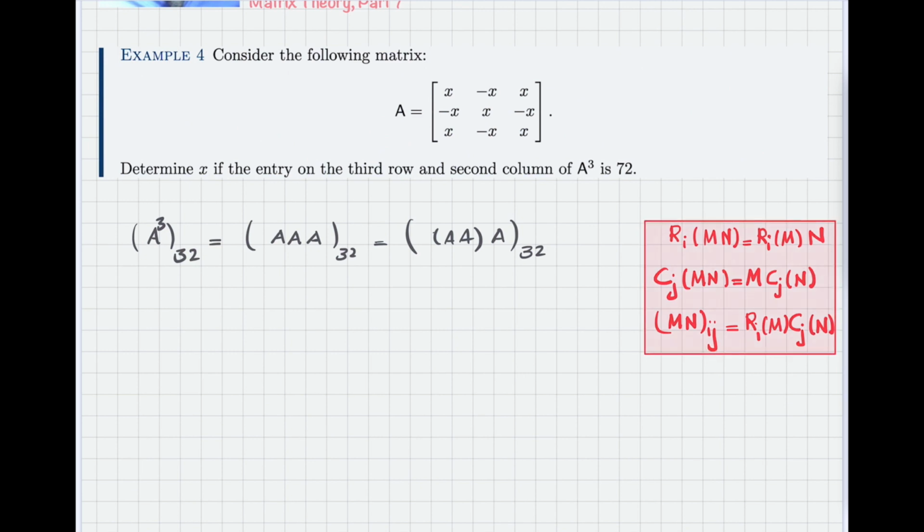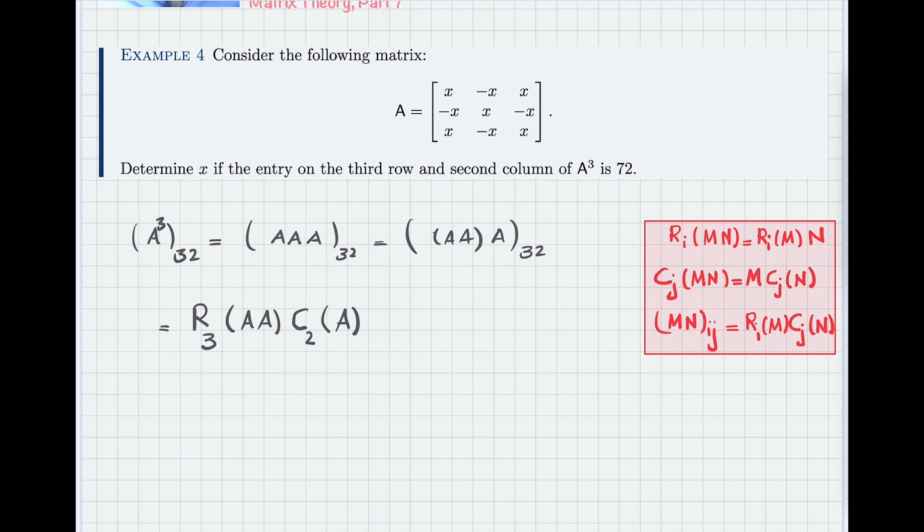Okay, so here I want to use the first and the second one. So how should I consider? In my head I can consider this the matrix M, and I can consider this the matrix N, and I am interested in the third row and second column. Oh, by the way, I need this one, sorry. We need all of them. So this becomes equal to row number 3 from matrix M, but matrix M is A times A, multiplied by the second column of matrix N, but matrix N in this case is A.